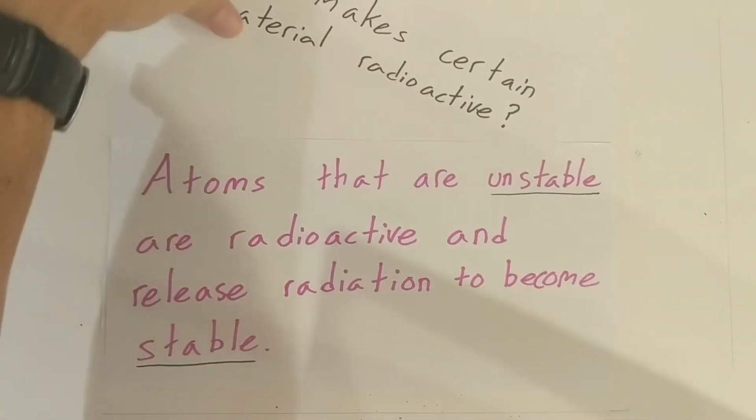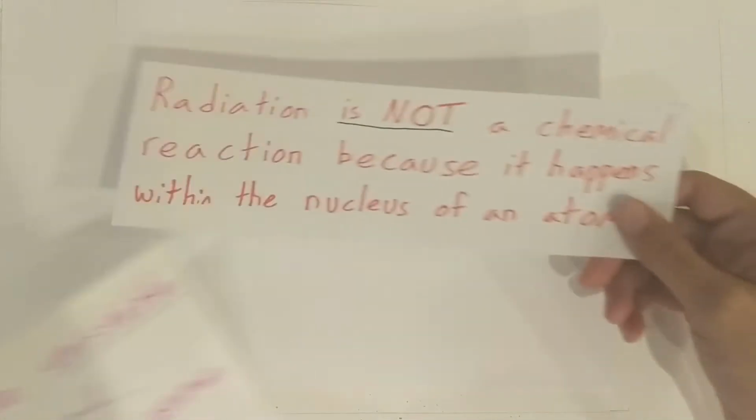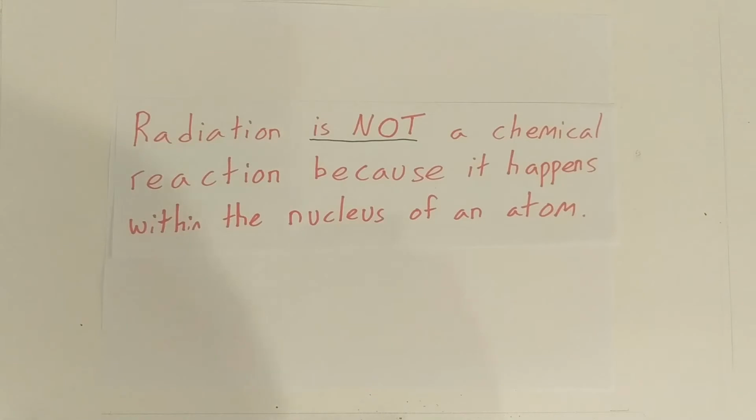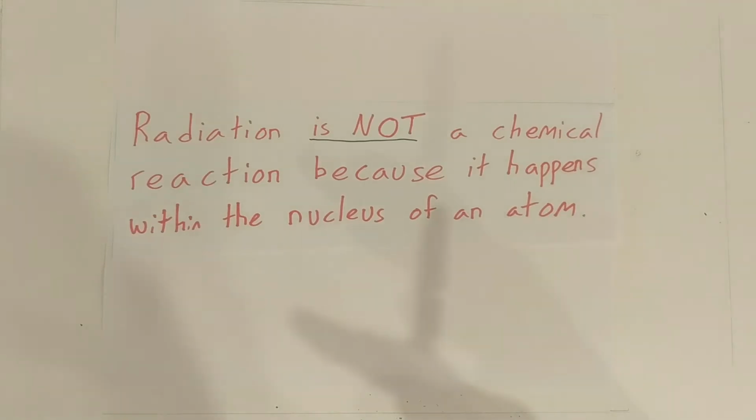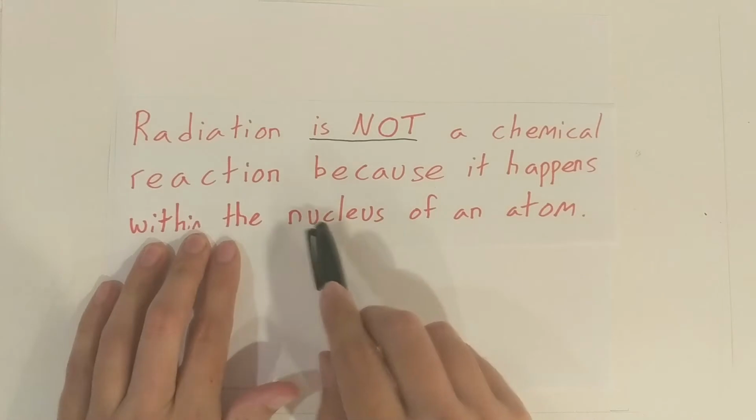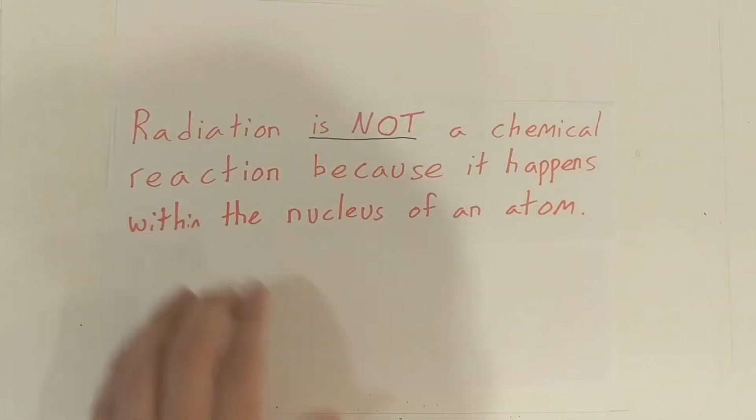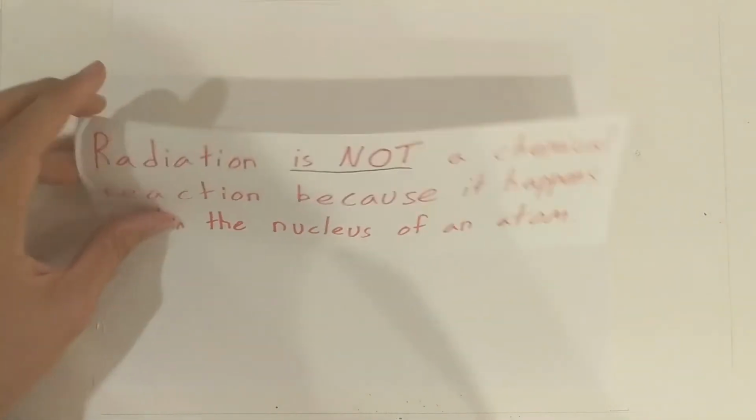Real quick note here before we go any further. Radiation is not, I want to clarify, it is not a chemical reaction, because it happens within the nucleus of the atom. We're going to start talking about chemical reactions later in the year, and those happen between separate atoms. But radiation happens within the nucleus of the atom, so it's something completely different.